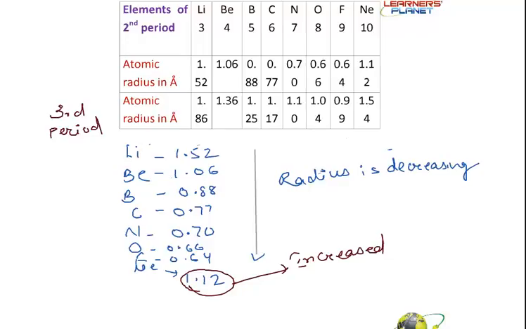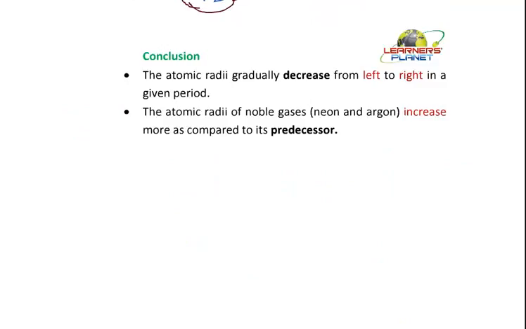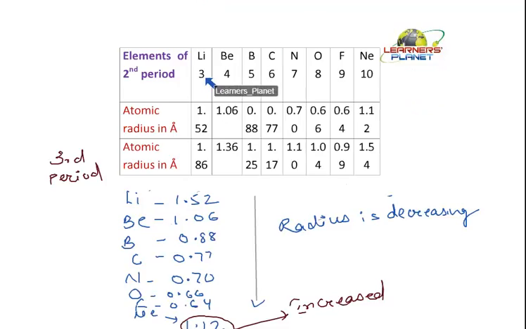Again, for the noble gases, it increases. So let's see why this decrease or increase is there. Now what can we conclude from the table? We can conclude that the atomic radii gradually decrease from left to right in a given period. That is happening here, left to right. The atomic radius is decreasing.